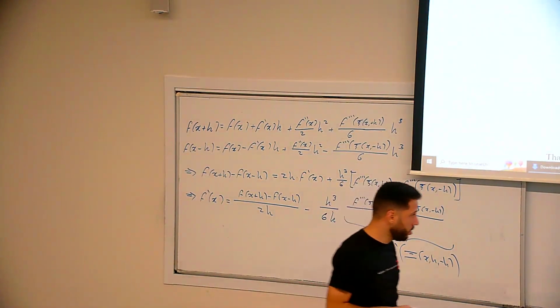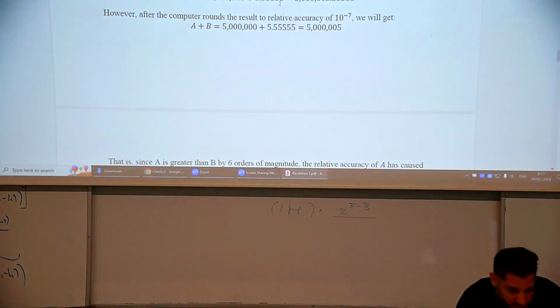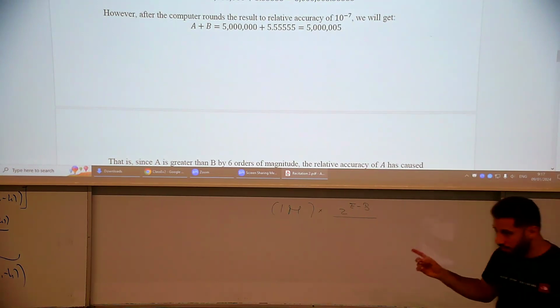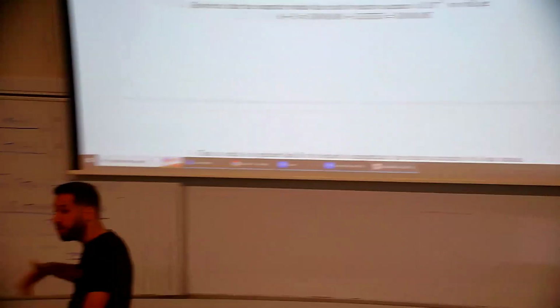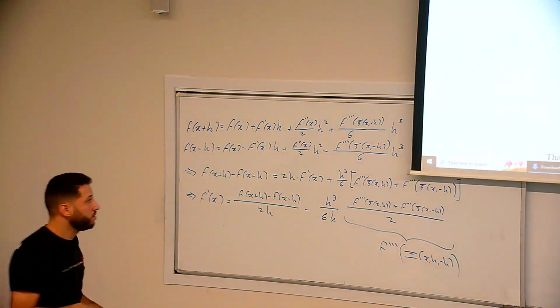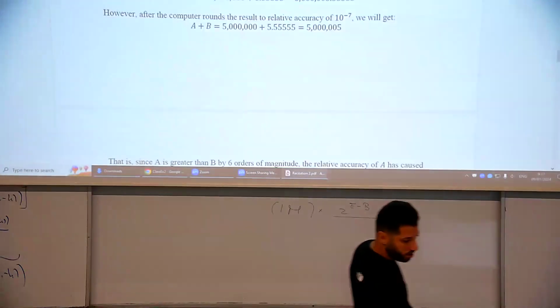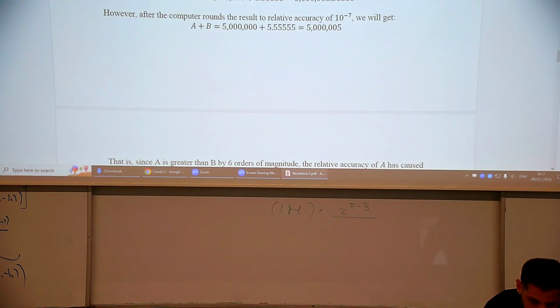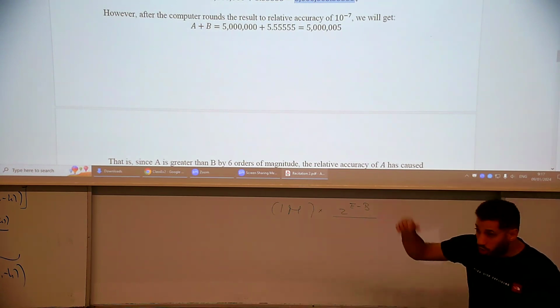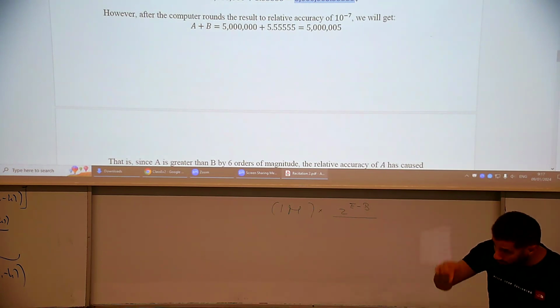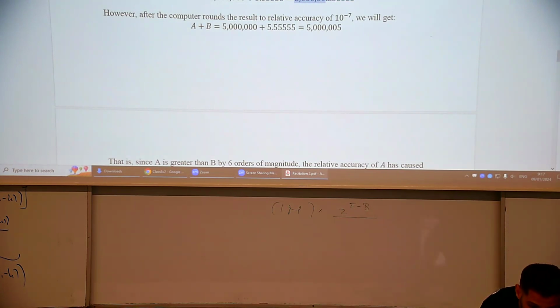Okay, every number. So if I add two numbers where one of them is much larger than the other, I know that every one of them will be stored up to 10 to the minus 7 of it. So the first number, 5 million, will be stored up to 10 to the minus 7. And this number will be stored up to the 10 to the minus 7 of it. But when we add these two numbers, the number that we will get is this, and this number will be stored up to the 10 to the minus 7 of it. So it will be stored as this.